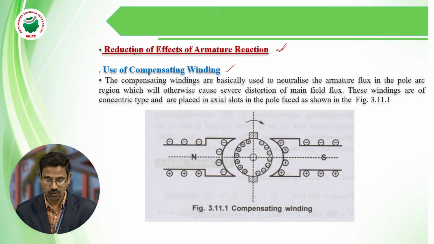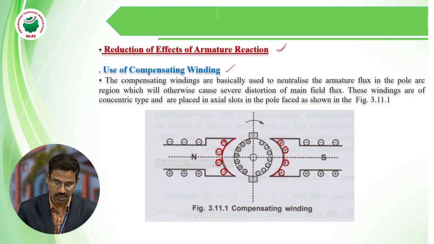Let's see. This is the pole core, and this arc is called the pole faces. Under the pole faces, holes are made on either side of the pole, and the compensating winding is placed in these holes in the pole faces.